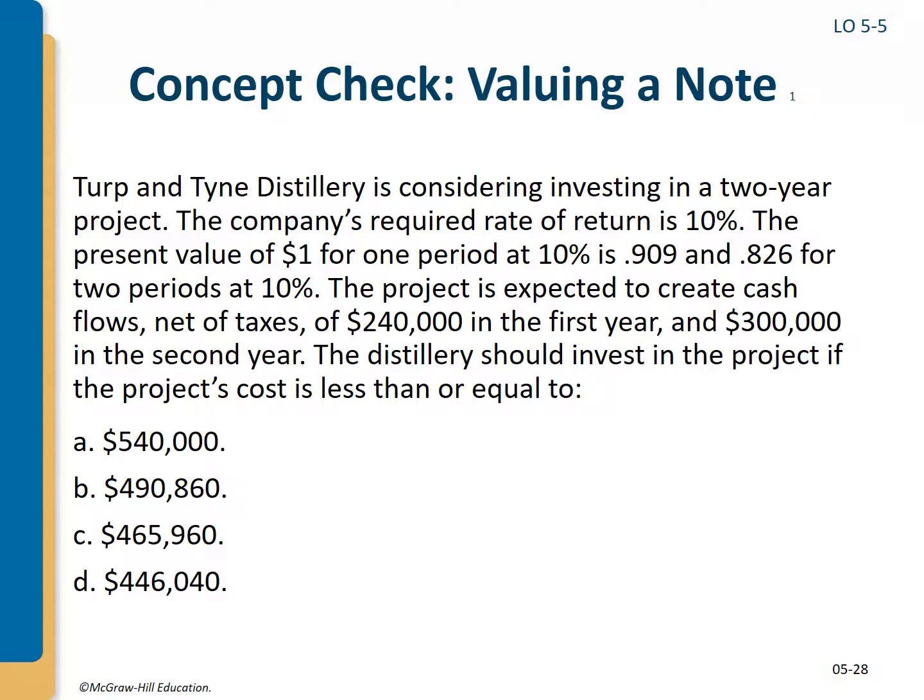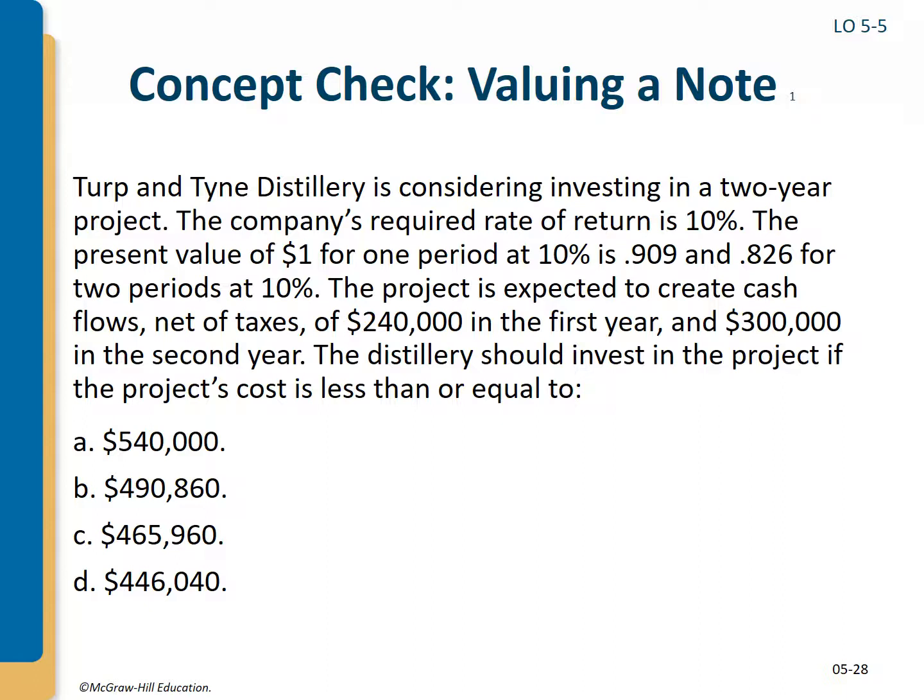So now this is a little more complex. What we need to do is first determine what's the present value of the $240,000 at the end of the first year. 1 period, 10% interest. We'll use the 0.90909. So 240,000 times 0.90909. So the present value of that future payment is $218,182.